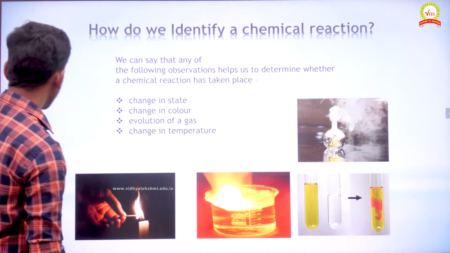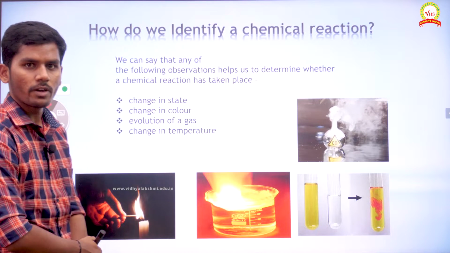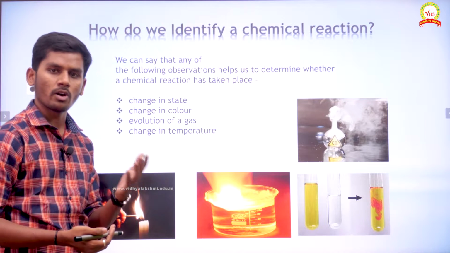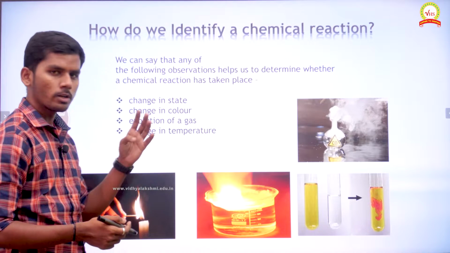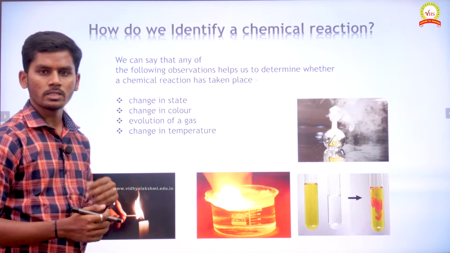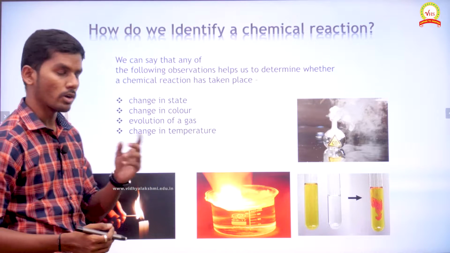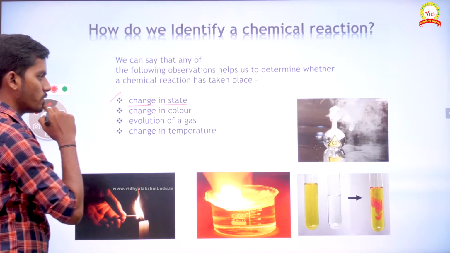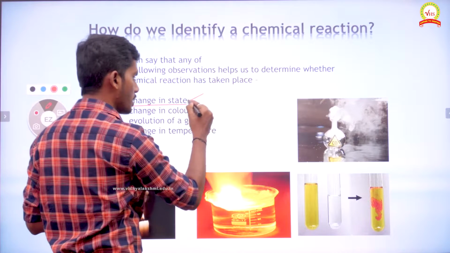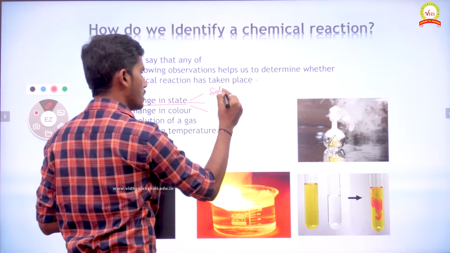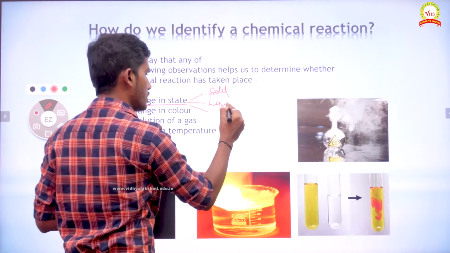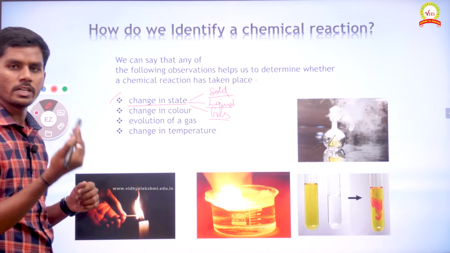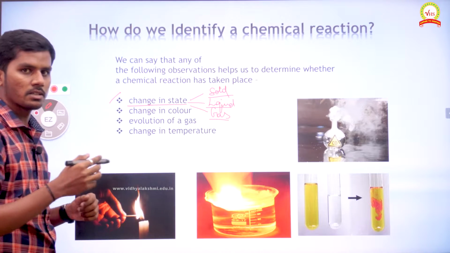So the next thing we are going to discuss is, how do we identify a chemical reaction? How can we predict that a chemical reaction has happened or not? To help with that, there are 4 criteria mentioned here. With their help, you can tell whether the chemical reaction has happened or not. The first criterion is change in state. You know there are 3 kinds of state: solid, liquid, and gas. So if you could observe some kind of change in state, you can say that a chemical reaction has happened.